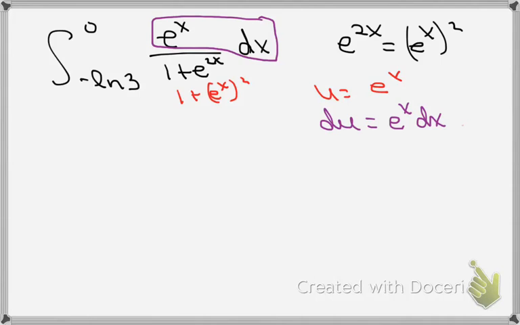So if I were to rewrite the integrand portion of the integral, the limits I have to figure out because these limits up here are really for x's, so I'm going to have to change those limits. But my integrand is going to look like du on the top, because that is e to the x dx, and then divided by 1 plus u squared, because 1 plus u squared is the same thing as 1 plus e to the x quantity squared. So this is the integral that I have to solve now.